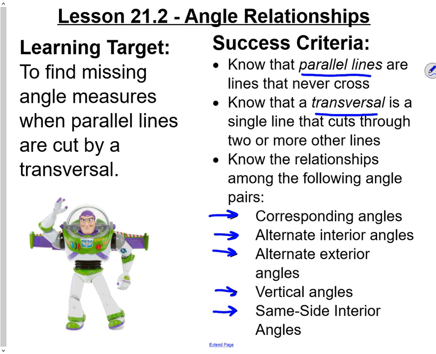Just as a reminder, corresponding angles when you have parallel lines with the transversal are congruent. Same thing with the alternate interior, alternate exterior, and vertical angles. And same side interior angles add up to equal 180 degrees. They are supplementary. So let's solve some problems with those.